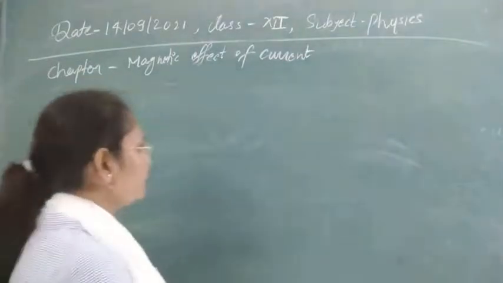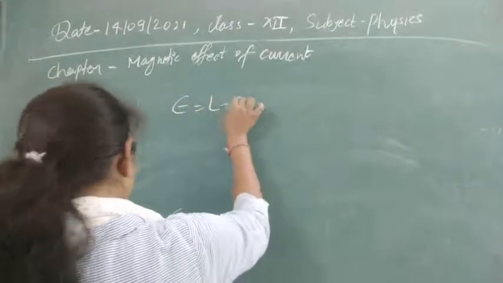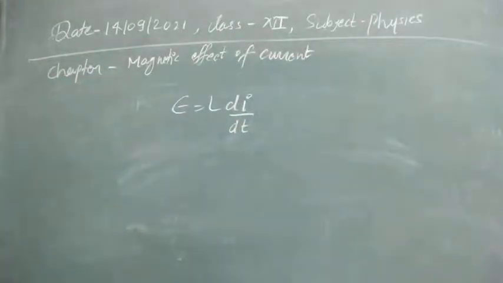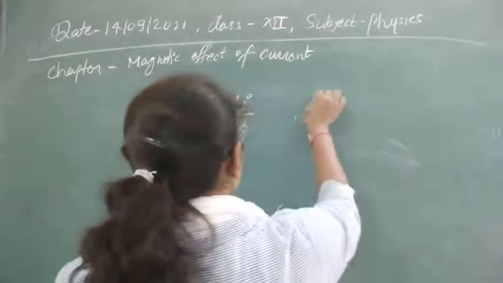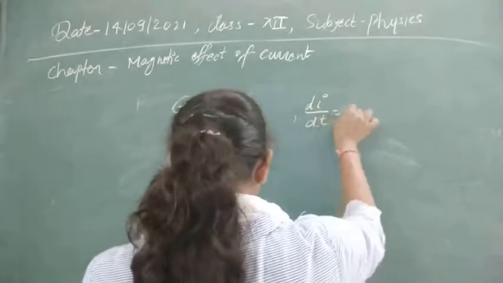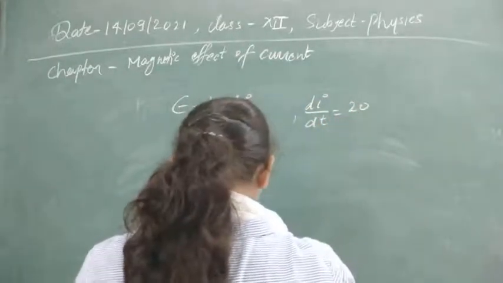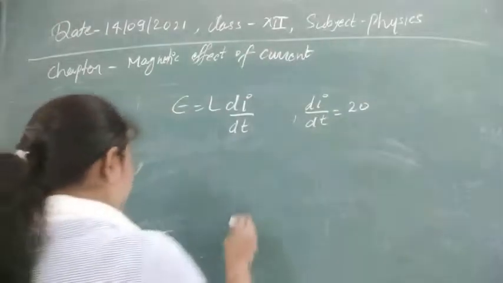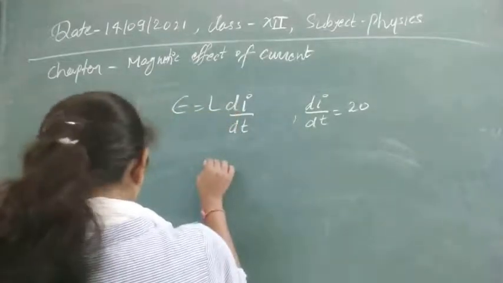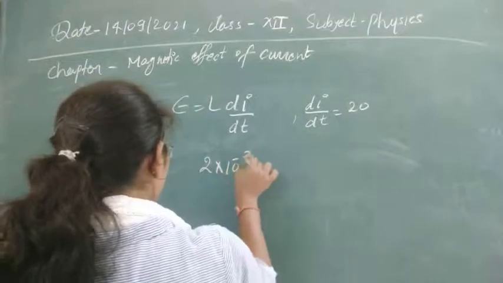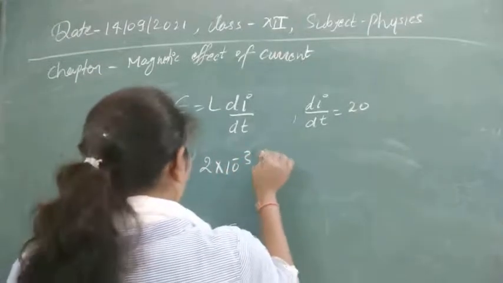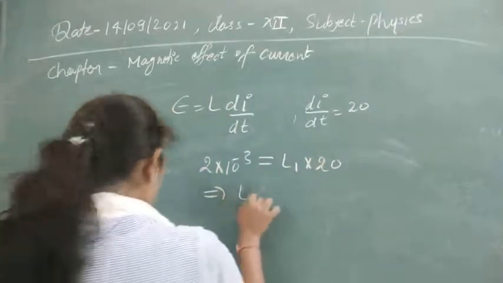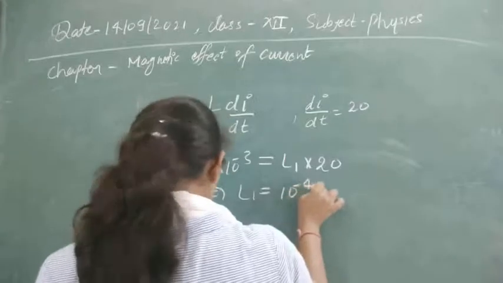As you know, the induced EMF is given by L di by dt, where L is the self-inductance of the coil. In our question, di by dt is given, and that is 20 ampere per second. Now for the primary coil, the EMF is 2 into 10 to the power minus 3, 2 millivolt, given. Now L1 we can write, and as di by dt has value 20, if we calculate L1, it is equal to 10 power minus 4.